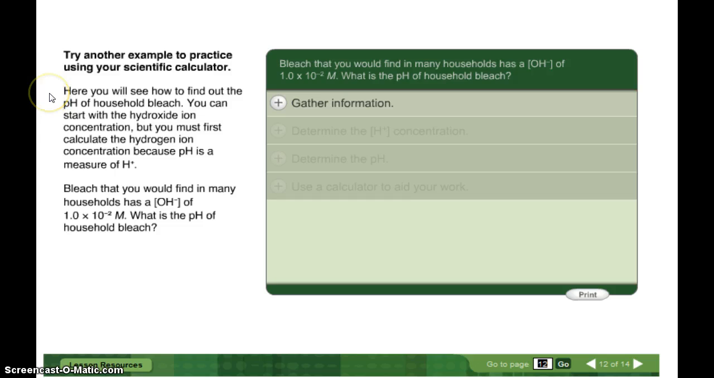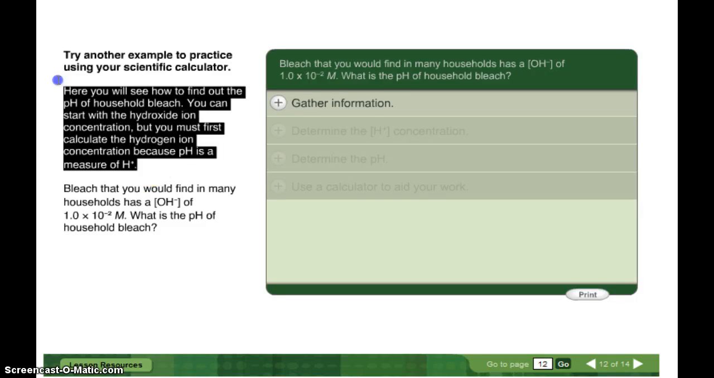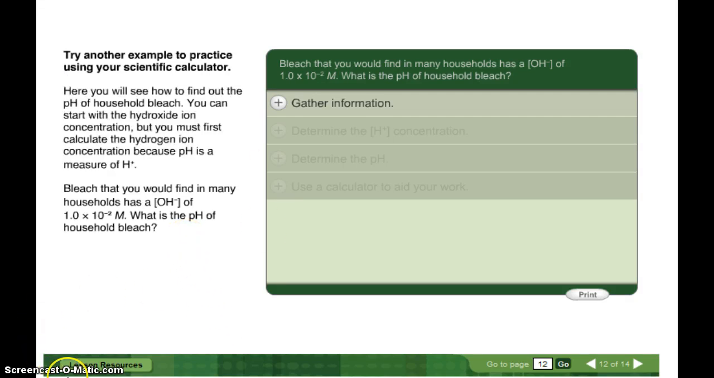Here's another one. Here you will see how to find the pH of household bleach. You can start with the hydroxide ion concentration, but you must first calculate the hydrogen ion concentration because pH is a measure of hydrogen ions. So sometimes you have to do some work first. Okay, and I'm going to go ahead and stop the recording here because I'm going to run out of time, and we'll finish up in the next recording.